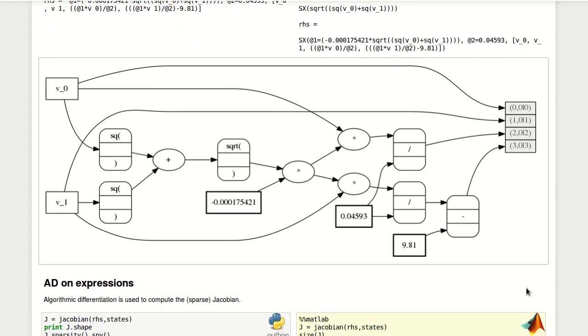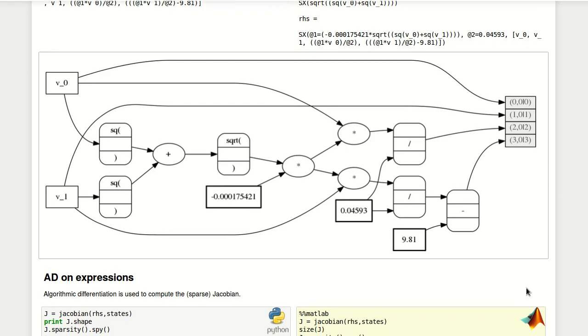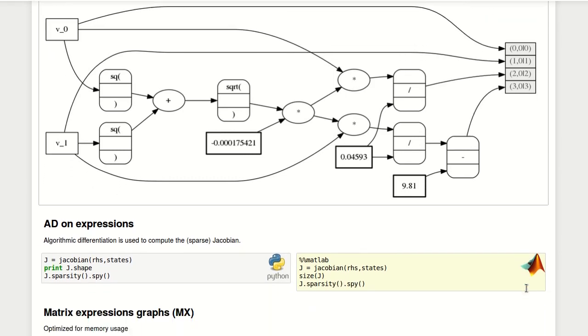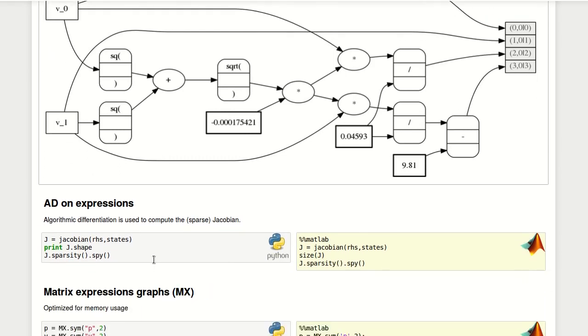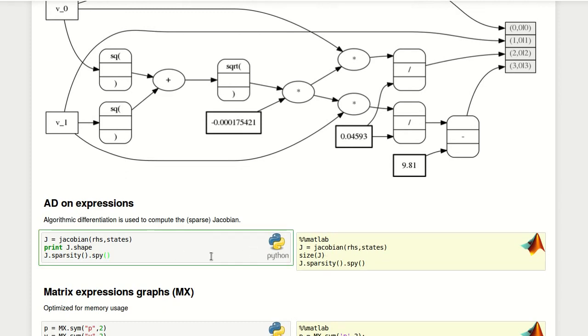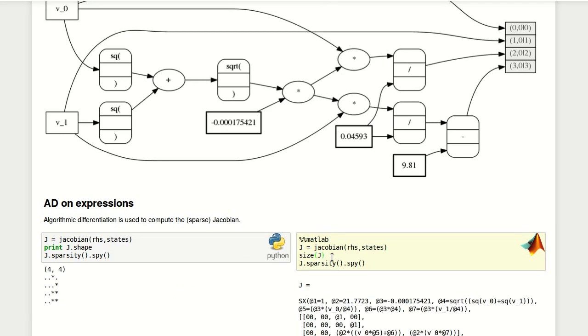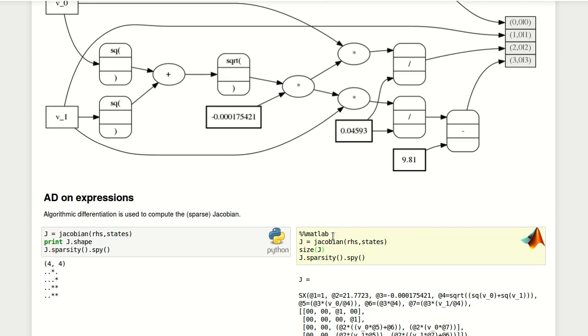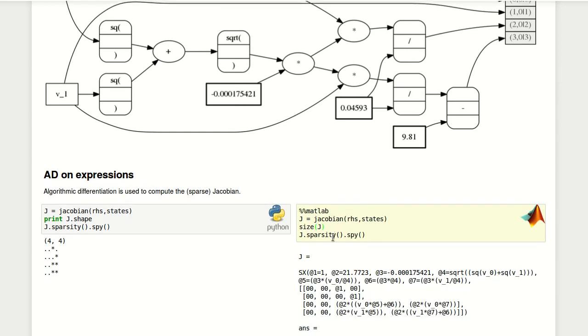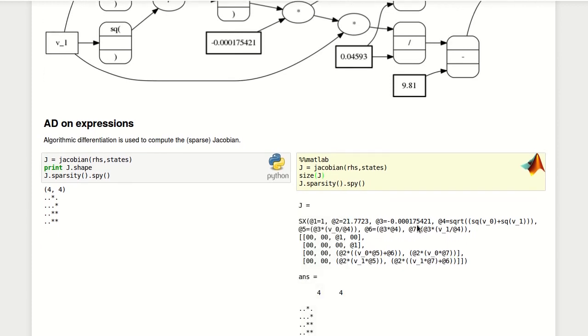Okay. Now what can we do with this expression? The end expression, the right hand side. We could, for example, take the Jacobian. So here I ask for a Jacobian of the right-hand side with respect to all the states. So let's see. We expect from the Jacobian that it is a 4 by 4, because the right-hand side is length 4 and the states is length 4. Let's see if MATLAB agrees.